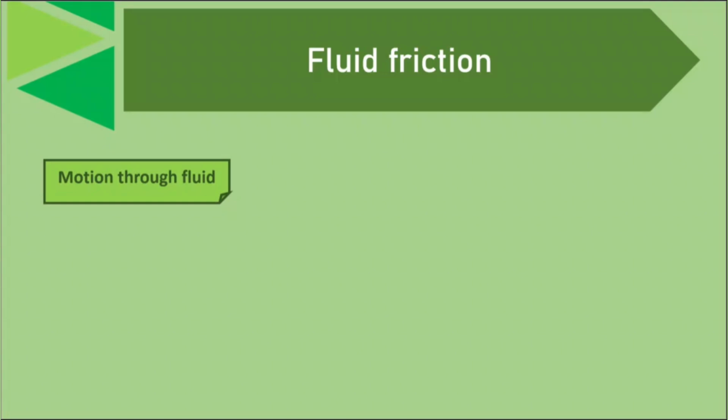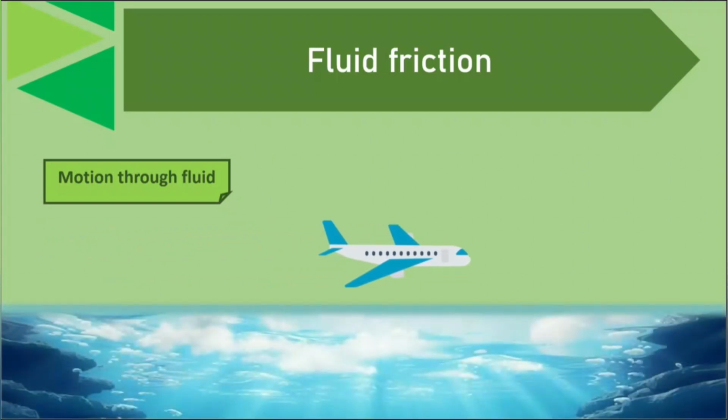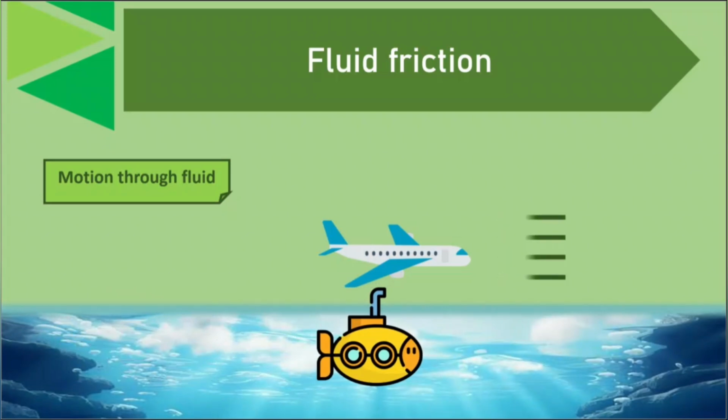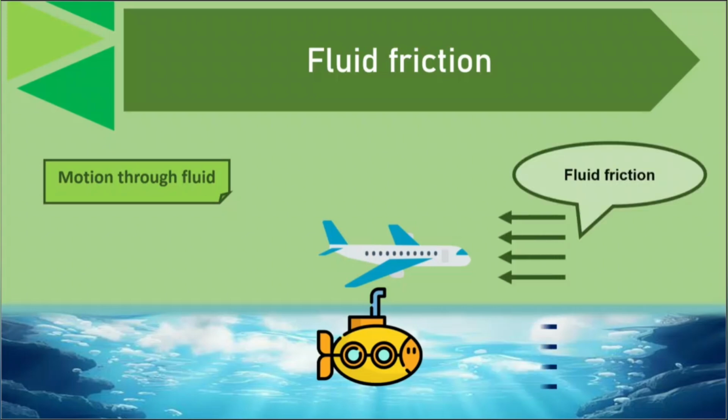So the first fluid we'll look at is air. So we can see that there is motion through air of an airplane. In water, you can see there is motion of maybe a submarine or fishes, right? So there is always going to be an opposing motion to both the airplane and the submarine. This opposing motion is fluid friction. Basically, the opposing force to the motion caused by a fluid like air or water is called fluid friction.